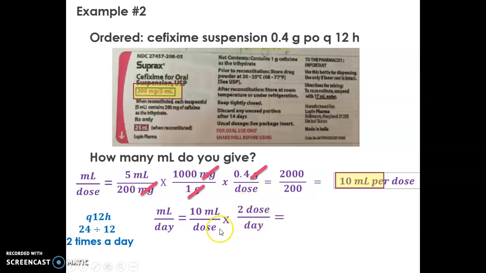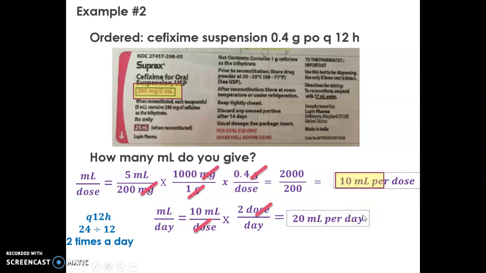And check your units. The doses cancel. And look at that, we have milliliter on top, day on bottom. So we're ready to do the math. And we get 10 times 2 is 20. So we're giving 10 milliliters per dose, but overall that's going to be 20 milliliters per day. Okay, so get used to writing it as a per dose or a per day, whatever your question's asking for there.